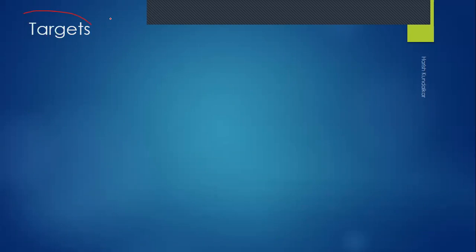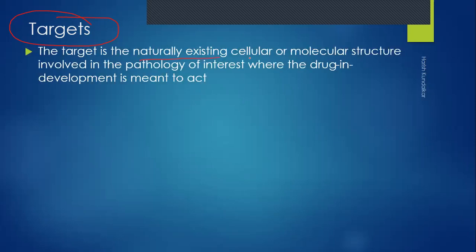Now we need to talk about the targets. We have understood what are drugs. Let us try and understand what are targets. Targets are nothing but naturally existing cellular or molecular structures that are involved in the pathology of interest, wherein the drug in development is meant to act. So that particular biological target which is naturally present inside the body, either as a part of physiological processes or as a part of pathological processes, those are the targets wherein the drug in development is meant to act.